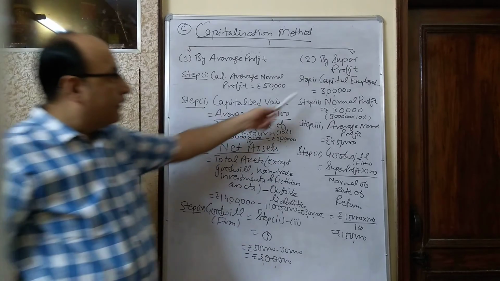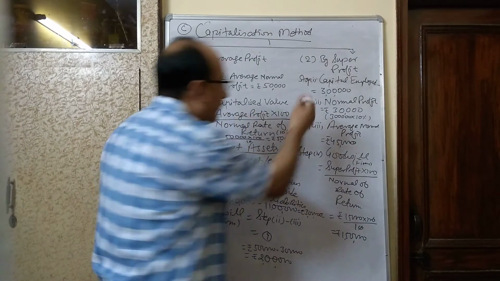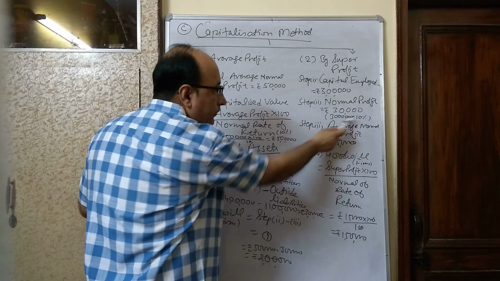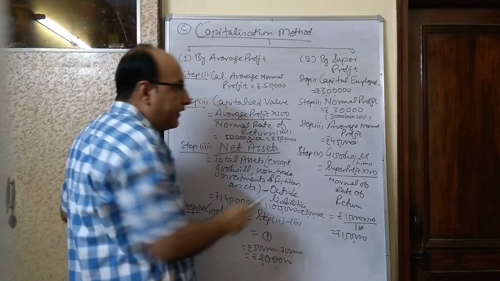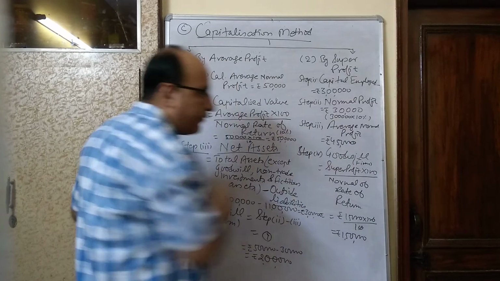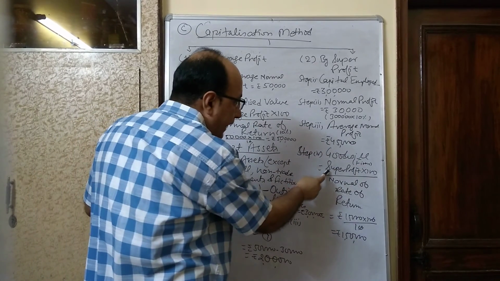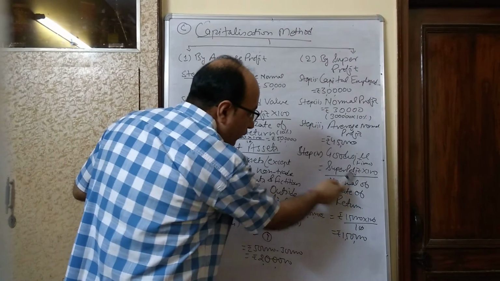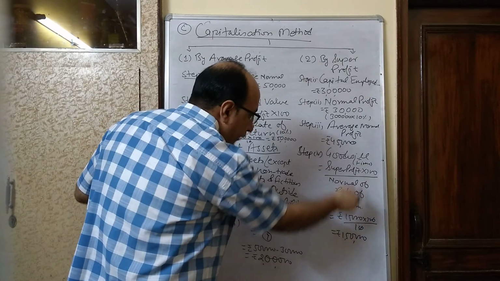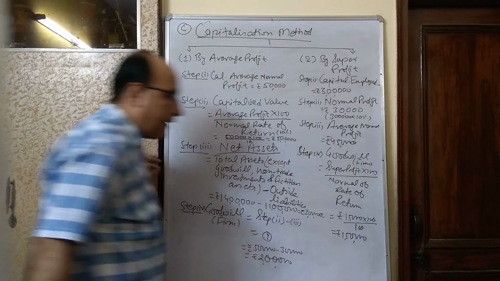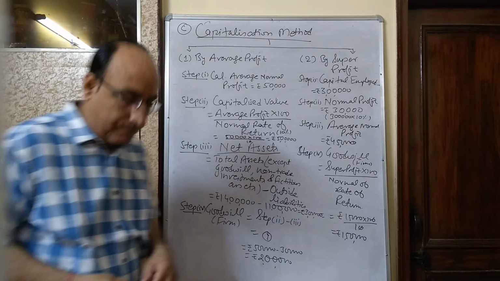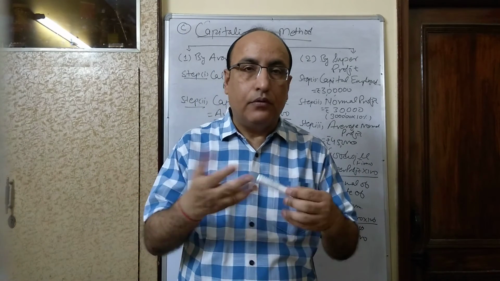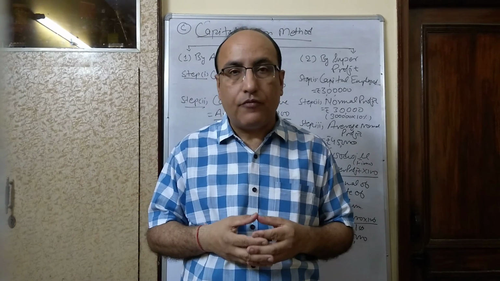I repeat again. I have taken capital employed as 3 lakh rupees. 10% is my normal rate of return. 3 lakh, 10% is 30,000 normal profit. Average normal profit given in the question is 45,000. Super profit I had calculated, 45 less 30, which we had calculated in the previous method. And then what happens, you have to capitalize this value. So 15,000 into 100, normal rate of return is 10%. So I will capitalize it. It is what? 1,50,000. From my side, I put my best effort to explain the concept of goodwill.